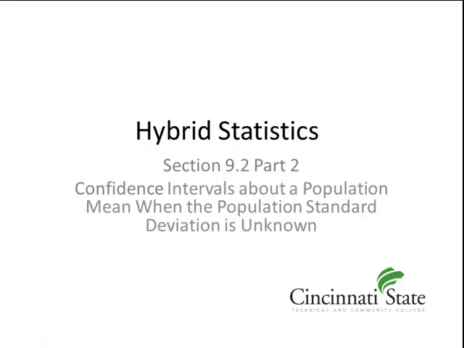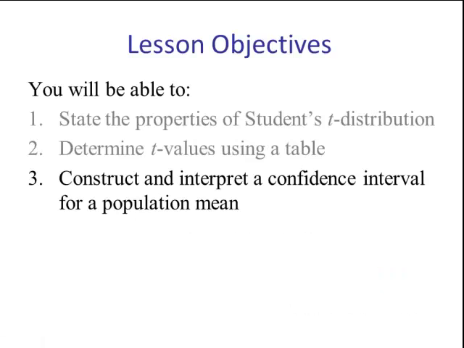Section 9.2, Part 2. Lesson objective: construct and interpret a confidence interval for a population mean.